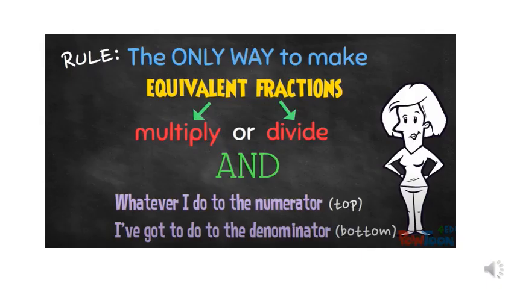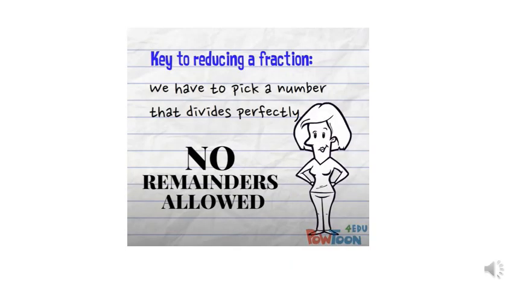So I think two very key important messages from that video are the rule that we learnt yesterday. So the only way to make equivalent fractions is to multiply or divide, and whatever you do to the numerator, which is the top, you've got to do to the denominator, which is the bottom. And then also, key to reducing a fraction is we have to pick a number that divides perfectly. No remainders allowed.